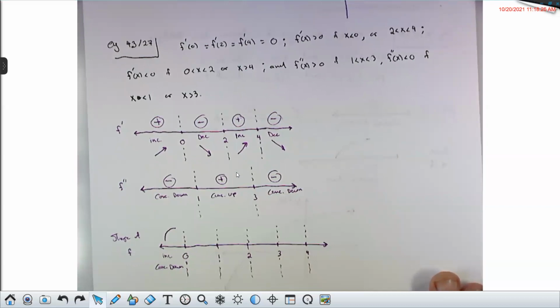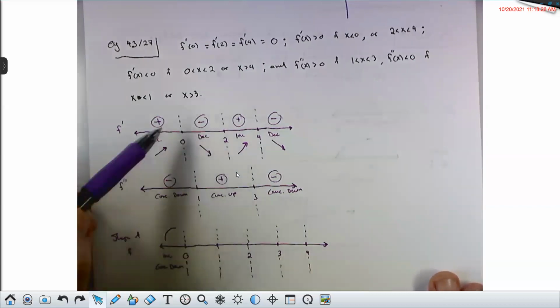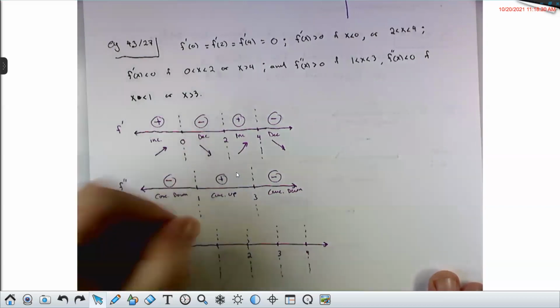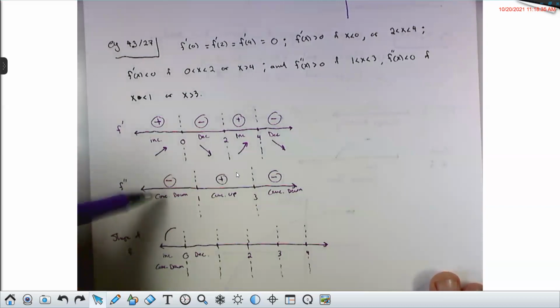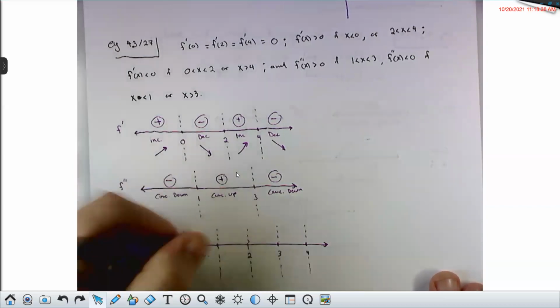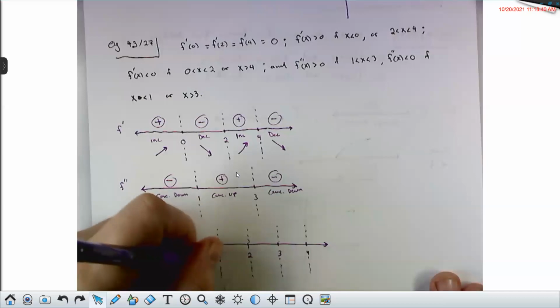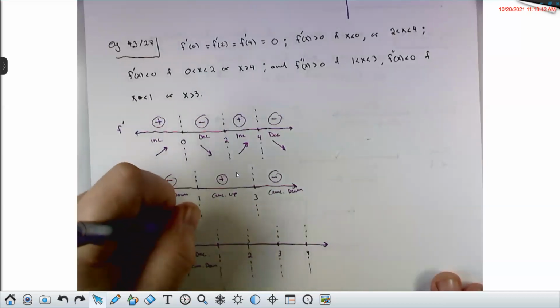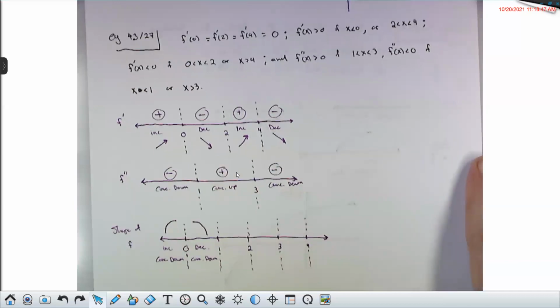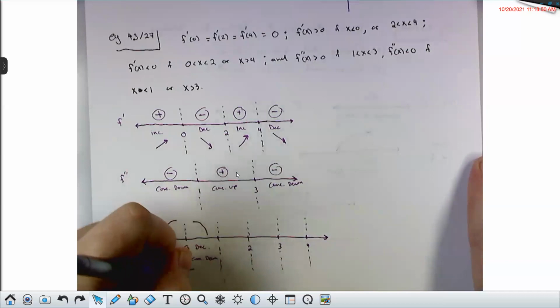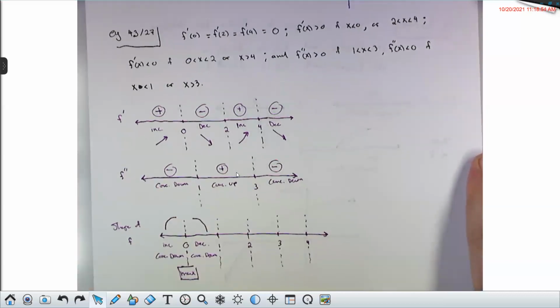Between 0 and 1, I will be decreasing, right? We're decreasing everywhere from 0 to 2. And between 0 and 1, we're still to the left of 1, so we're still concave down. So decreasing concave down looks like this. And you see there that this is going to be a local max. That means we had to sail over a local max.